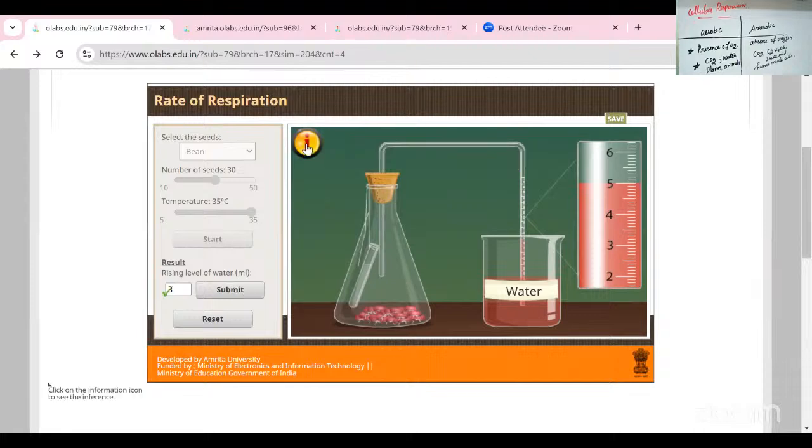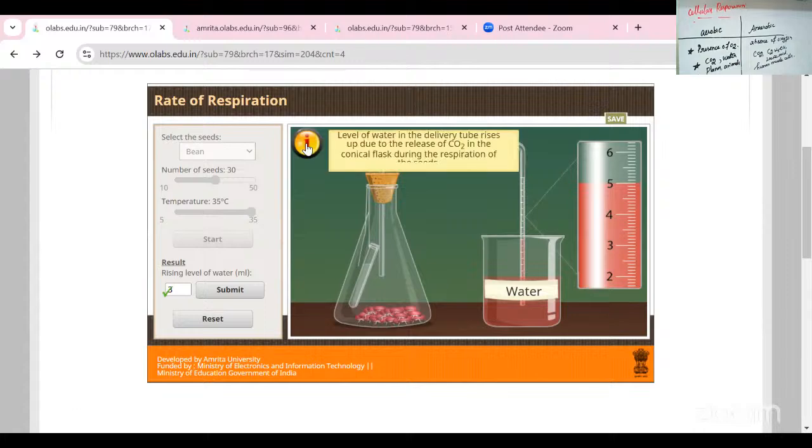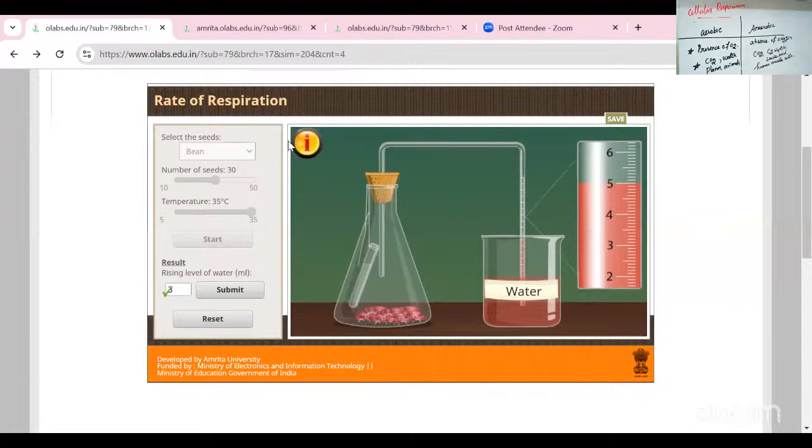So the level of water in the delivery tube rises due to the release of carbon dioxide in the conical flask during the respiration process. I think the respiration process is clear. Students, is there any doubt how the respiration is done in plant seeds? Yes, with the help of the simulation, we can understand the process of respiration in different kinds of seeds like bean, gram, groundnut, wheat, like that. Okay.